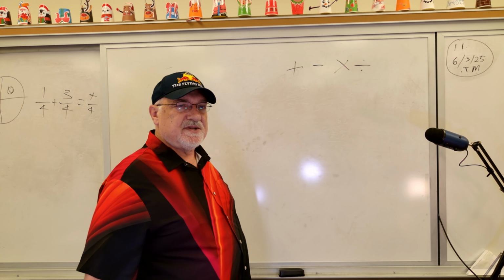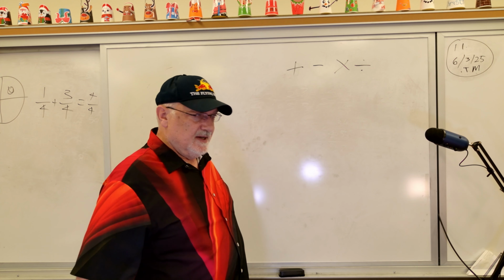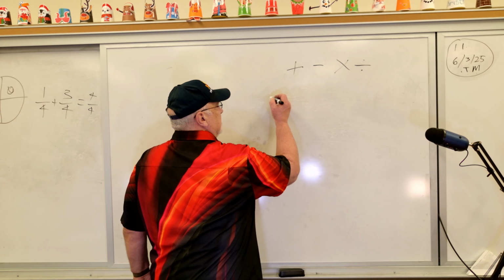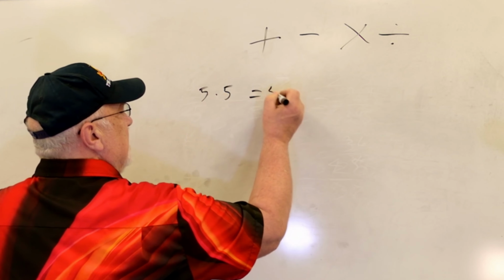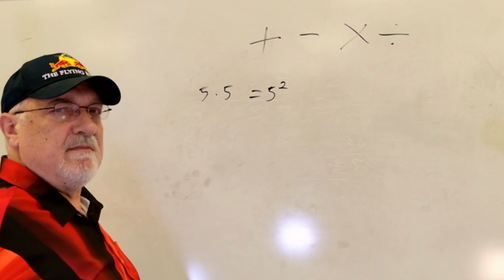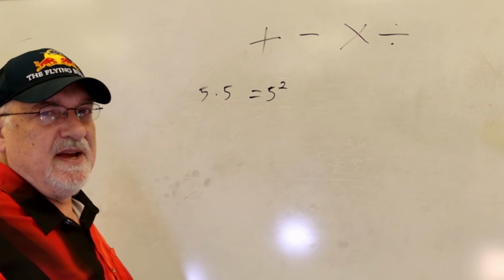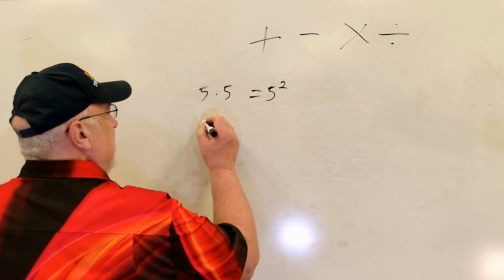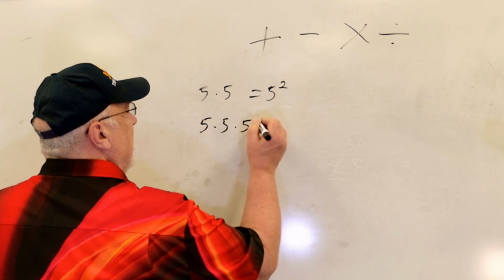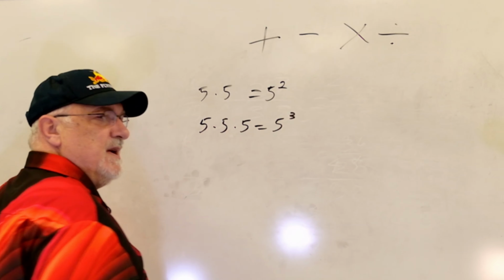But I'd like to cover some of the rules of exponents. Exponents, that's the number on top. If you have 5 times 5, that equals 5 squared. We just put a little number up there to see how many 5s we have. It just works out really well. And if you have 5 times 5 times 5, it equals 5 with a little 3 up there.